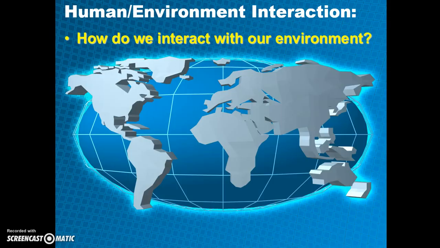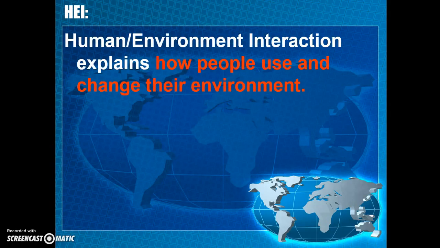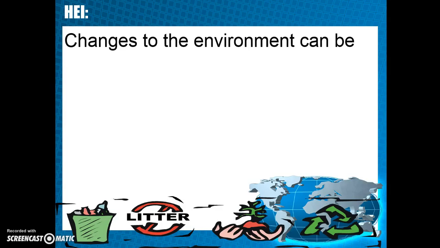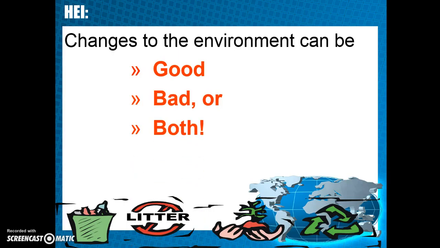Human-environment interaction looks at how people interact with their environment. Human-environment interaction explains how people use and change their environment. Does the environment affect where we do these activities? Where do you do things like surfing? Where do you snowboard? You interact with your environment differently depending on where you are. Changes to the environment can sometimes be good, or sometimes they're very bad, or sometimes it's both.